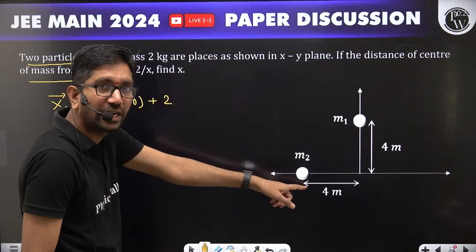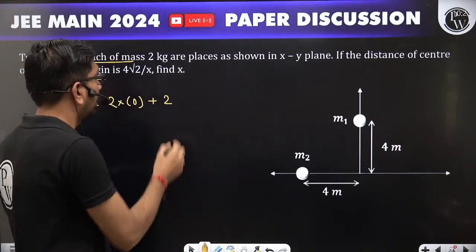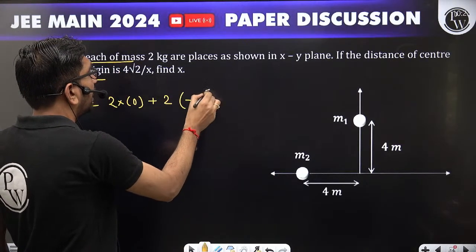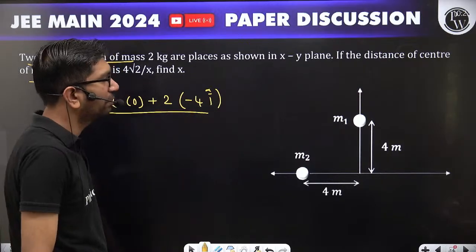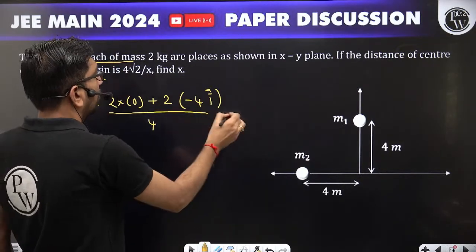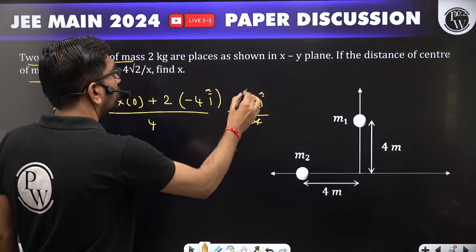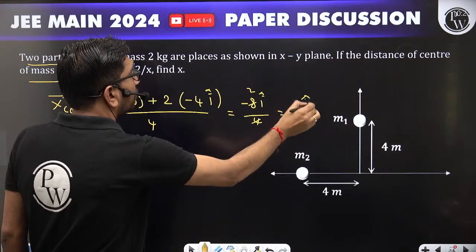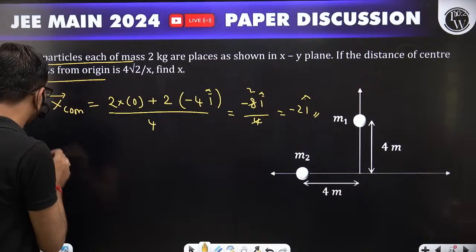M2 is 2 kg, right? So how far is it? It is in this direction, so we can write it as minus 4 i cap, correct? Upon m1 plus m2, 2 plus 2, it is 4. Finally what do you get, beta? Minus 8 i cap by 4, 4 2s are, so minus 2 i cap you got, right? Okay, center of mass along the x-axis you got this one now.